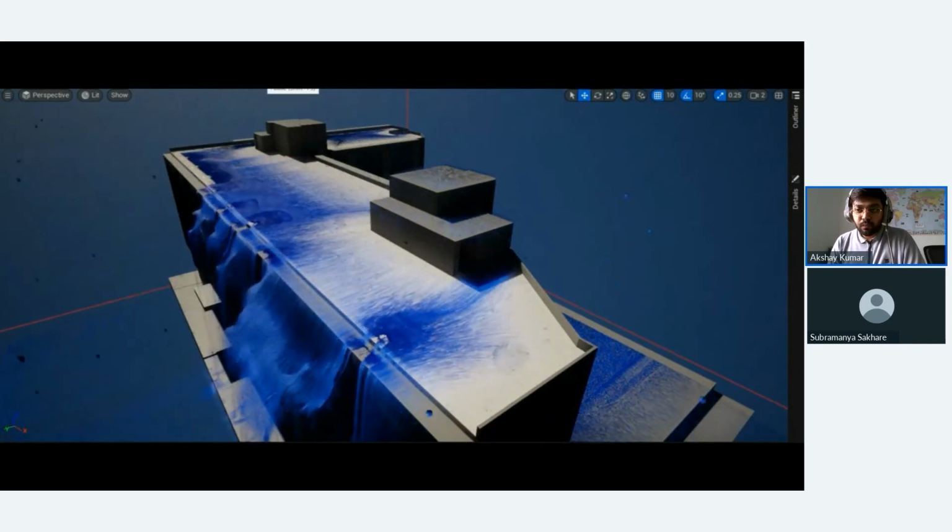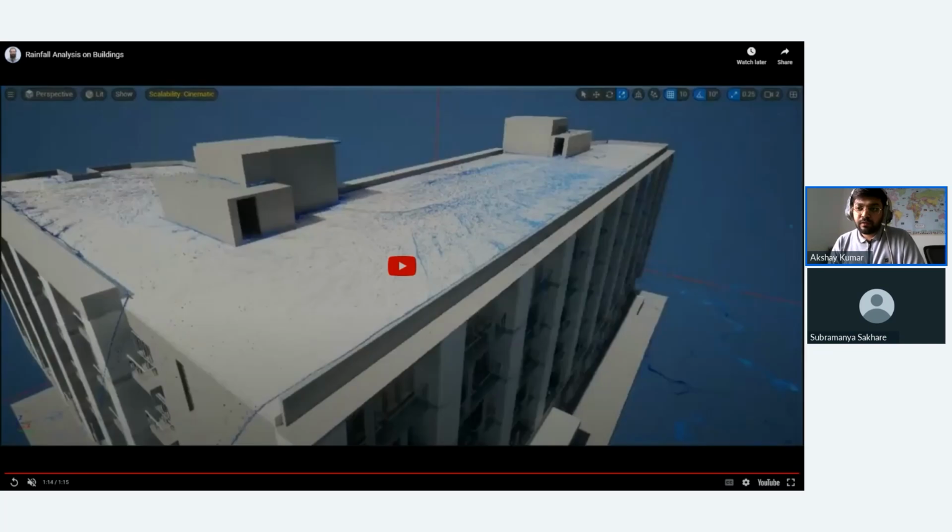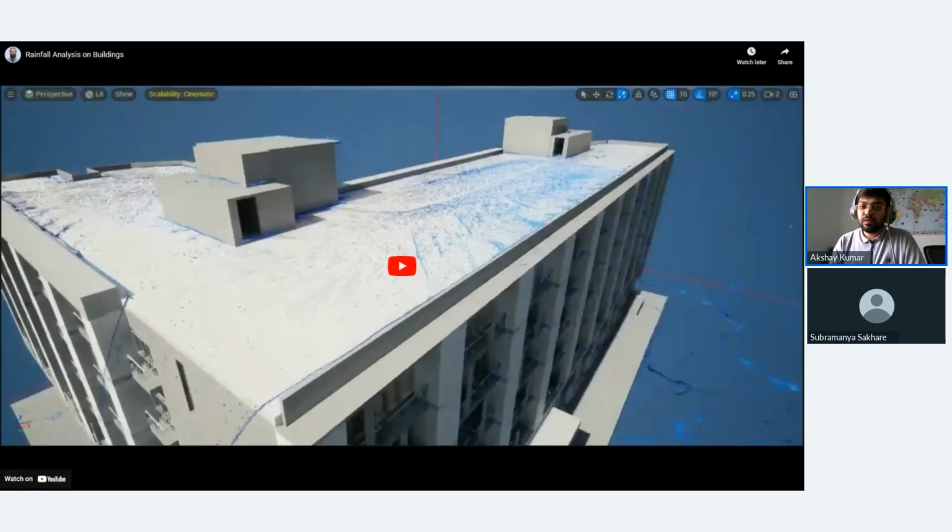So now, this level of detailed analysis empowers us to optimize building design and implement appropriate measures, such as improved drainage or strategically placed elevations. And to make these informed decisions for efficient rainwater management, we need game engines.